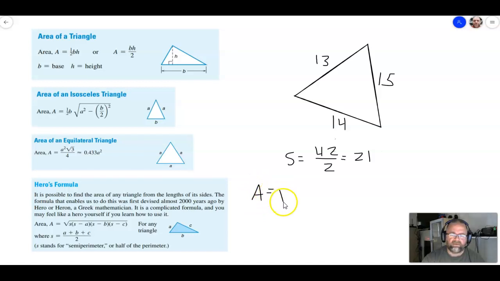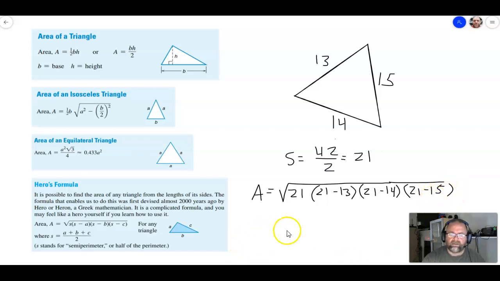And so A is equal to the square root of s, 21, times s minus a, so times 21 minus, doesn't matter, I'll do it in chronological order. So this is A, this is B, and this is C. So 21 minus A, which is 13, times S minus B, so that would be 14, and then times S minus C, which is 21 minus 15. All right, so pretty crazy.